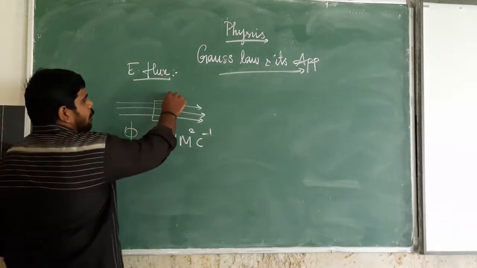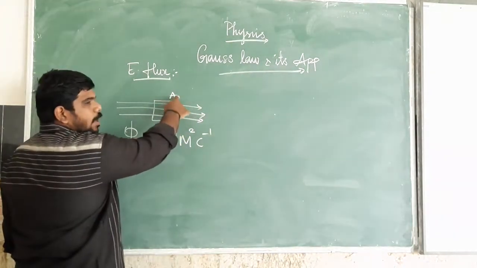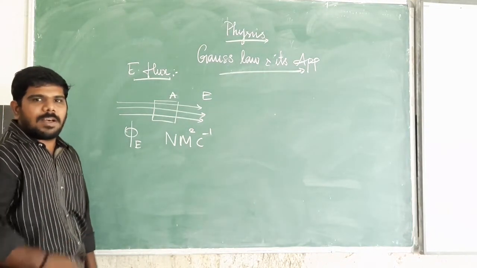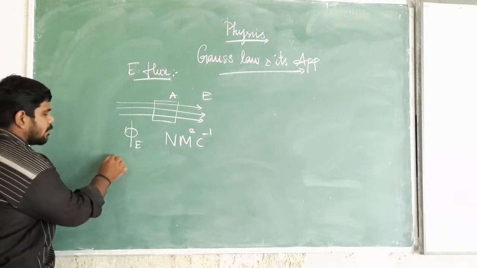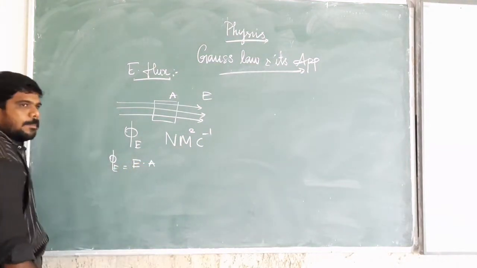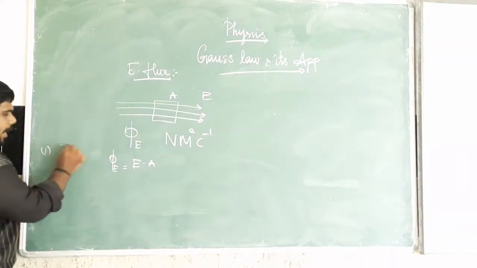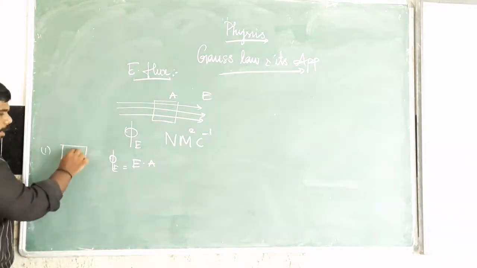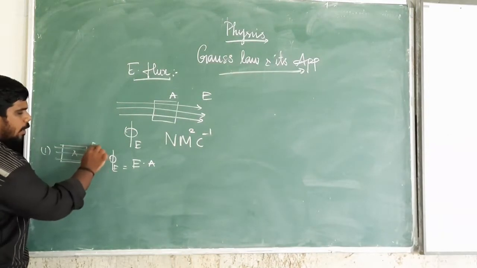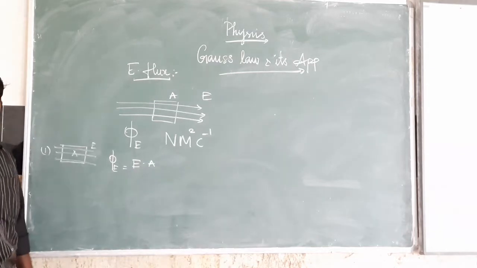So we take an area. If we take a surface having area A, and if E is the electric field passing the surface, then the electric flux phi of E is equal to E dot A. So first point: we take a surface of area A, and the electric field is E, then phi of E is equal to E into A.